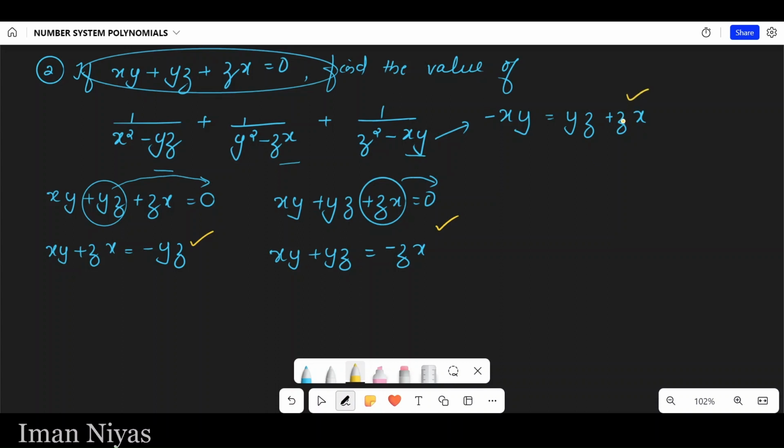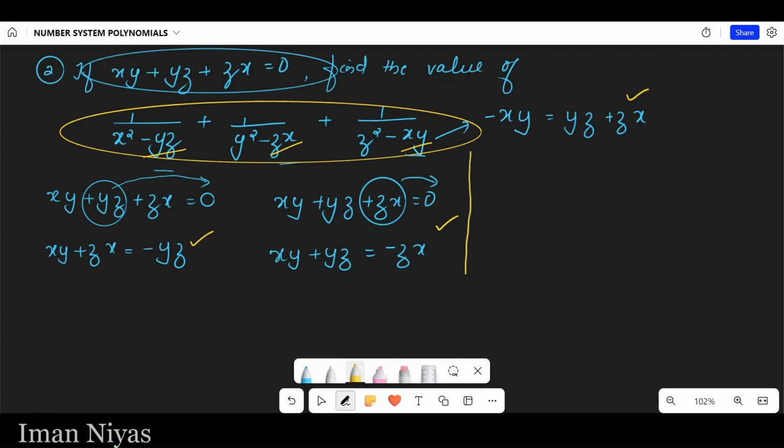So what do we have to do next? Next we have to substitute these values in the given expression, 1 by x square minus yz plus 1 by y square minus zx plus 1 by z square minus xy. So instead of minus yz, minus zx and minus xy, we are going to put these three values that we have obtained now. So let's see how it will be once we substitute that. Okay, so let's get started.